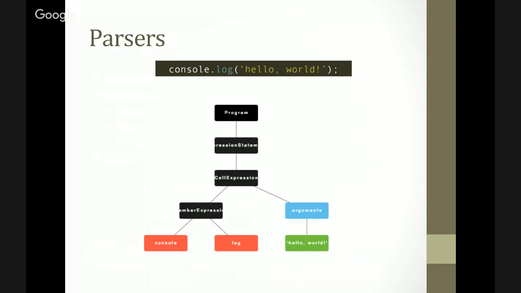Anyone see any problem with this? Just looking at this, you don't really know which one is what, right? So you have console and log. As far as this tree is concerned, it could be log.console or console.log. We don't really know, right? We can make that a little bit better.